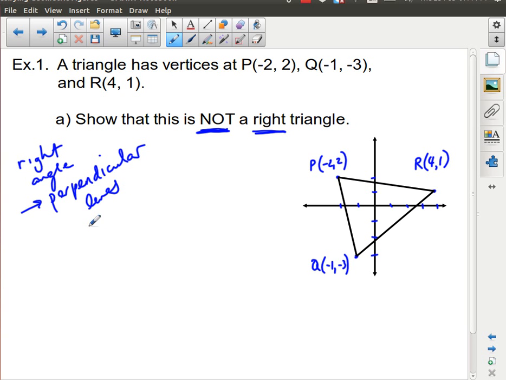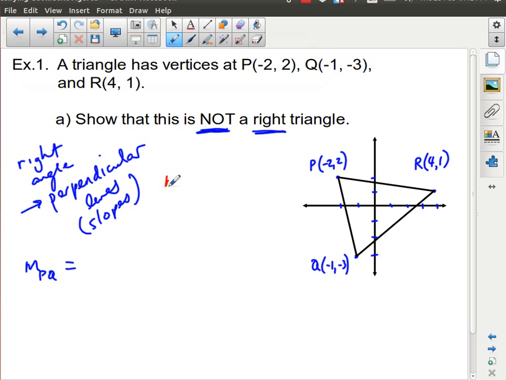And perpendicular lines, when we talk about perpendicular lines, we're really interested in the slopes of those lines. So what I can do is determine the slope of the line segment PR, the line segment PQ, and the line segment QR. I'm going to do this alphabetically. So what is the slope of PQ?